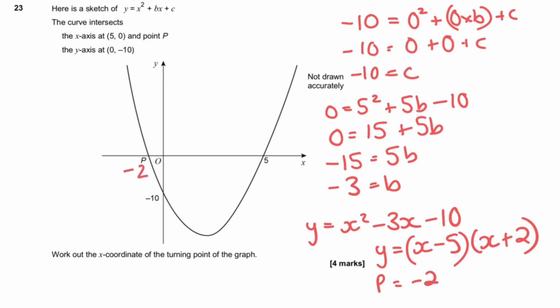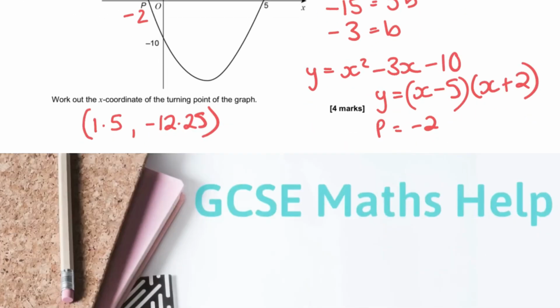So now that we know p, we can see that halfway between minus 2 and 5 is 1.5. So the x-coordinate that we're looking for the turning point is 1.5. So we can put this into the equation of the line to find that the y-coordinate is minus 12.25. So this is the coordinate of the turning point on the graph.